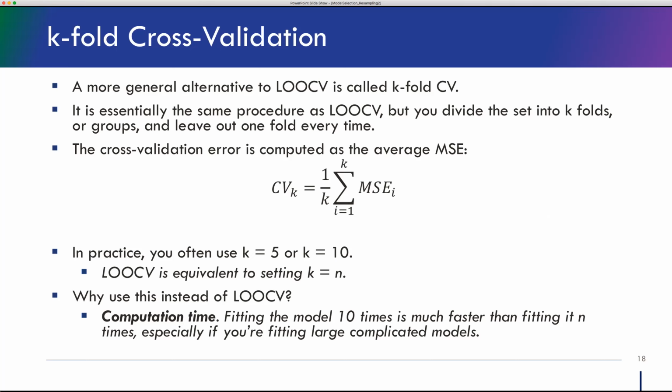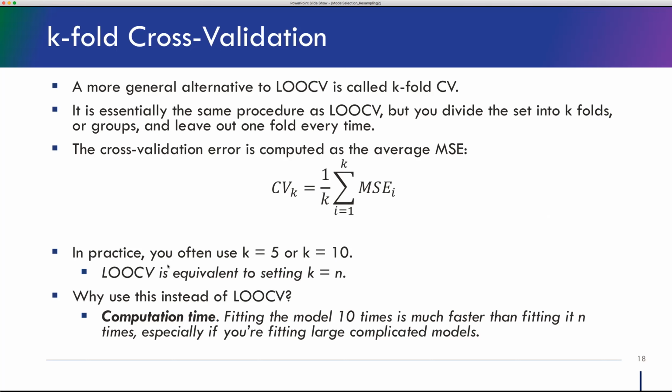And every time you train your model with the other k minus 1 groups and use the one group left for testing, and you get those mean square errors, and now we take the average of those mean square errors. That's your cross validation error for k-fold cross-validation.